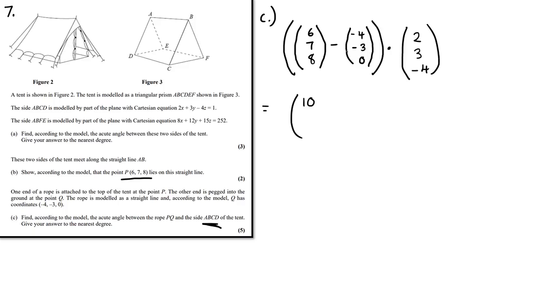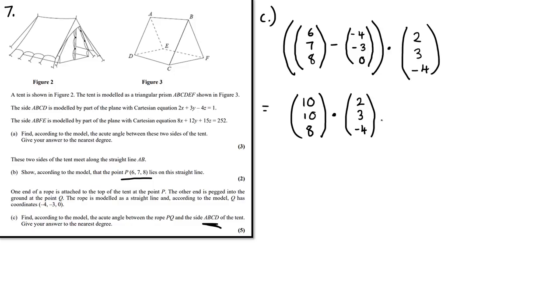7 minus minus 3 gives us 10 as well. And then finally, 8 minus 0 gives us 8. So we get 10, 10, 8. And we dot this, I'll find the scalar product of 10, 10, 8 and 2, 3, minus 4.